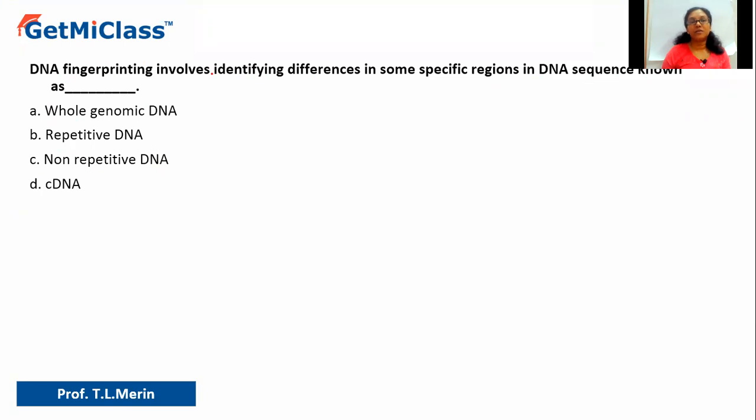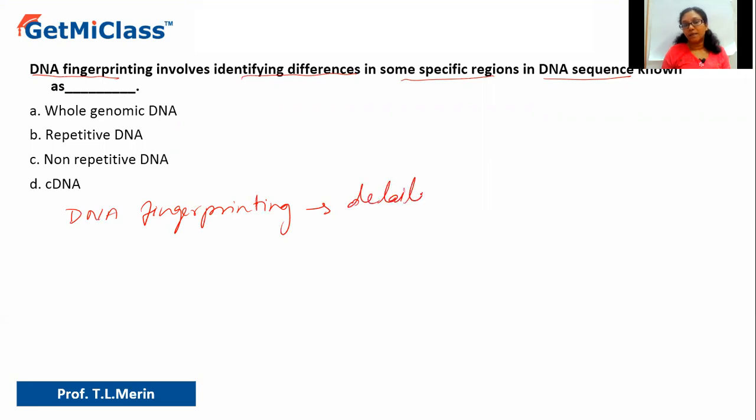It says DNA fingerprinting involves identifying differences in some specific region in DNA sequence. So what is that known as? Okay. Now before we look into the answer, first of all, we have to understand what is DNA fingerprinting. DNA fingerprinting, as the name indicates, is a procedure to identify the blueprint, it gives the details of the blueprint of the genomic DNA.